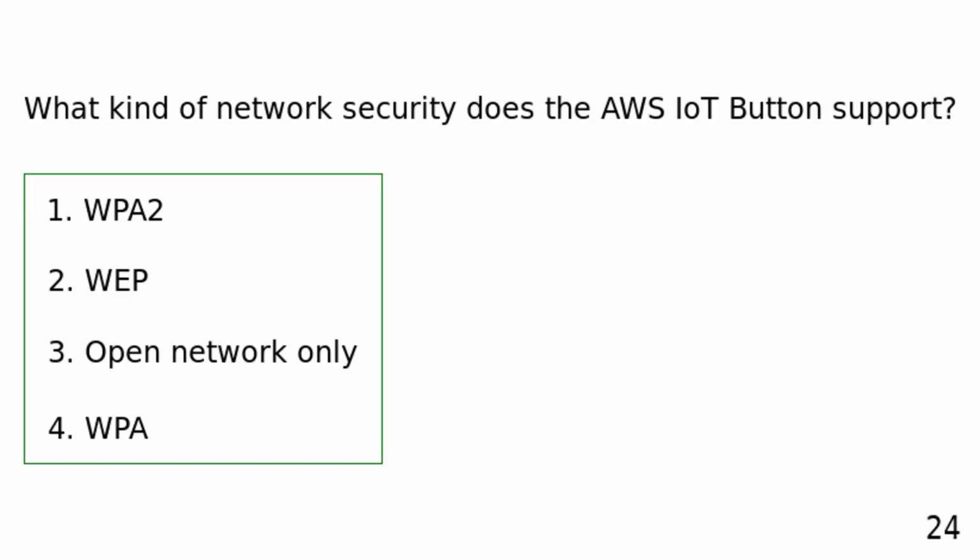What kind of network security does the AWS IoT Button support? WPA2, WEP, Open Network Only, WPA. The AWS IoT Button supports WPA2 for network security.